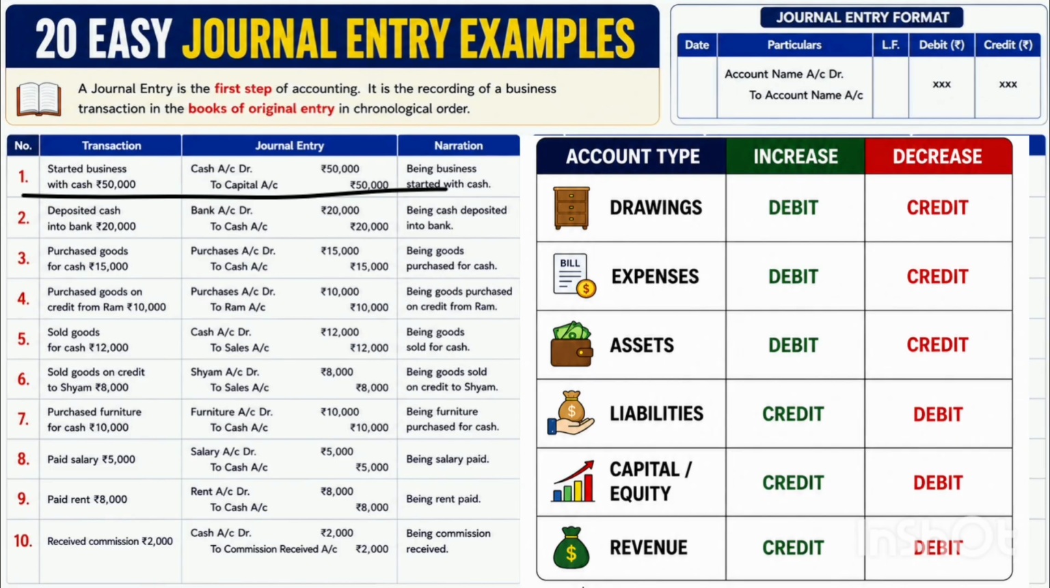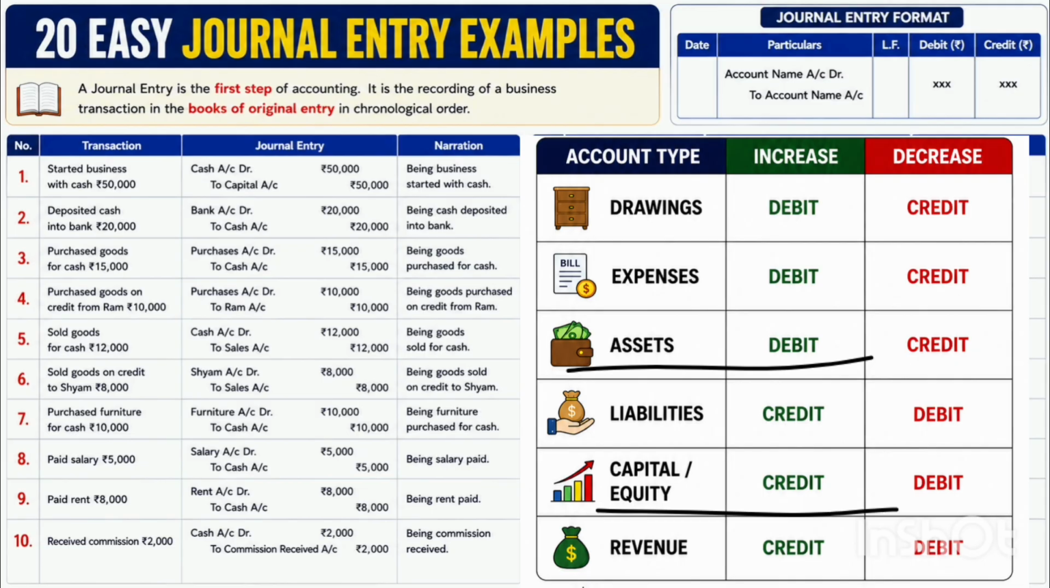Started business with cash of rupees 50,000. First of all, we have to identify the 2 accounts in this transaction. Here, cash and capital, these both are the accounts. Cash is an asset and capital is nothing but equity, which has a credit balance, and cash is an asset which always has a debit balance.